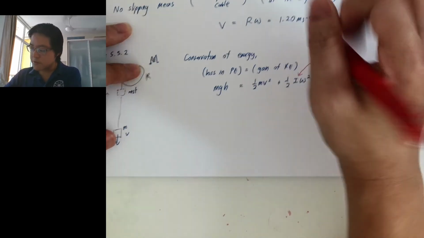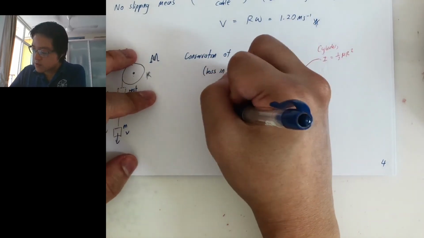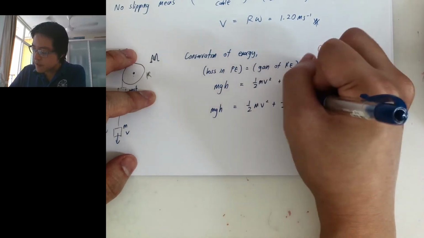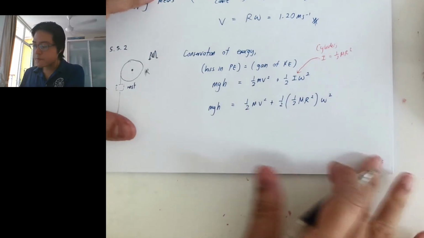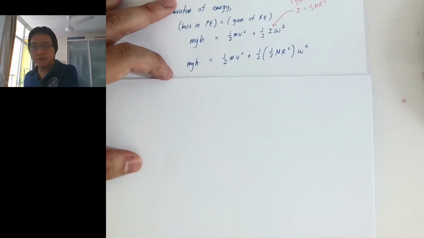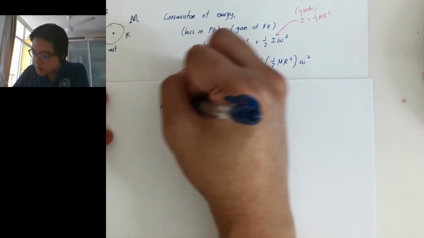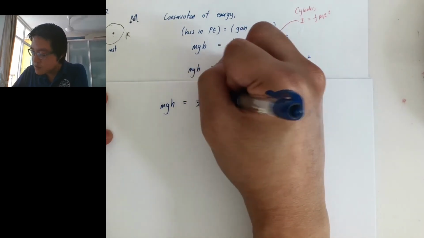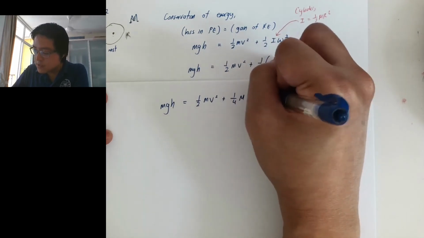So I can put this in, right? So I got this equation now. Half mv squared is equal to half mv squared plus half big MR squared omega squared. Okay, so we got this equation now, right? Let me write one more line just to tidy up. This is 1 over 4, so this is half mv squared plus 1 over 4 MR squared omega squared.